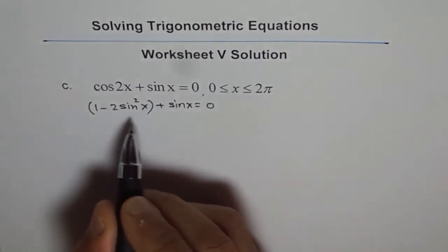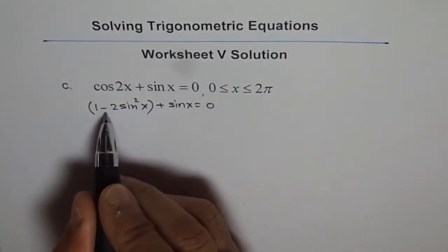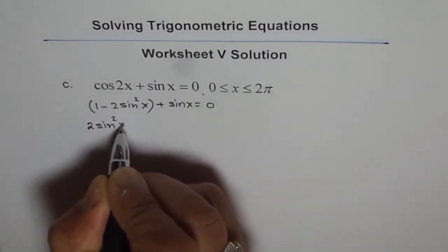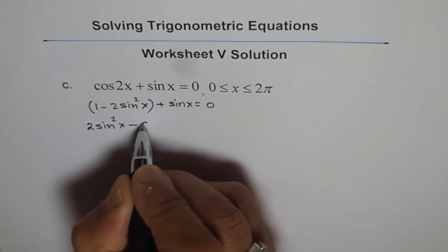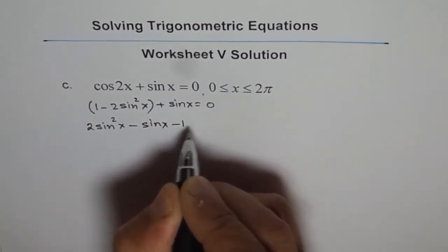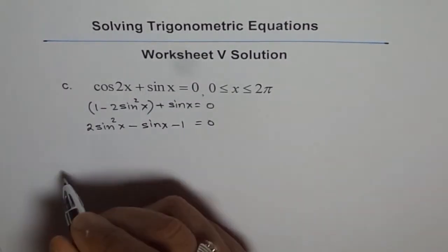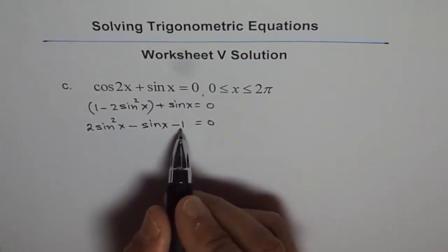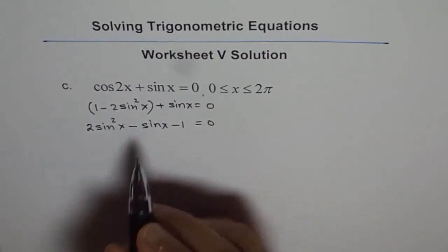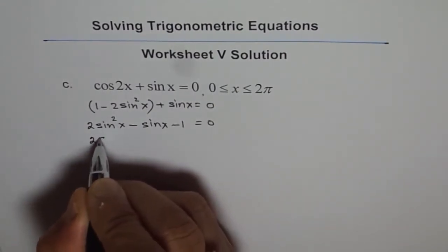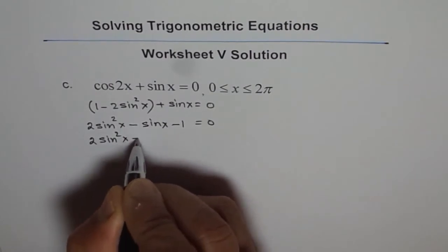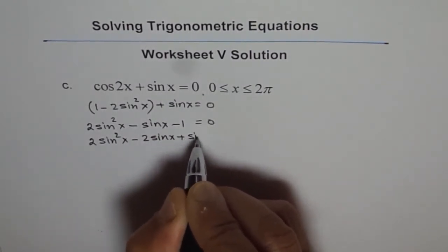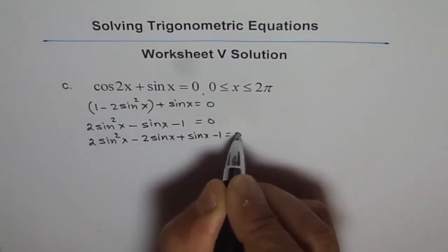Now we can rearrange, take them to this side so that we have a positive sign for the squared term. So we have 2 sine squared x minus sine x minus 1 equals 0. So we changed all the signs. Now we need a product of minus 2 and a sum of minus 1. So we can write this middle term as 2 sine squared x minus 2 sine x plus sine x minus 1 equals 0.